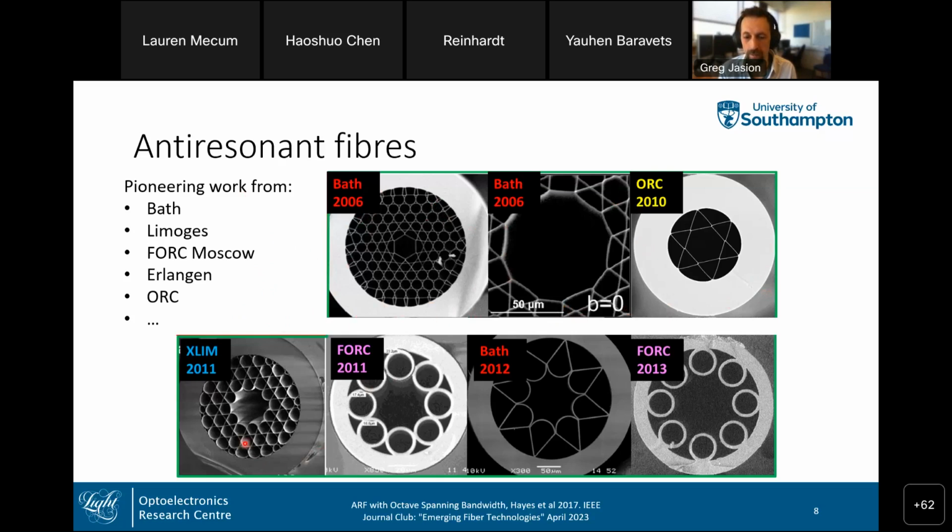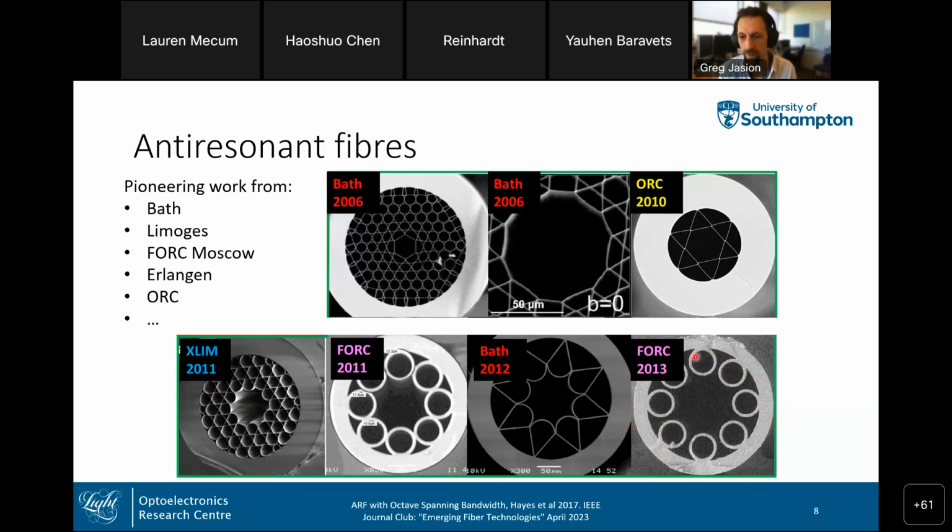Other notable improvements came from adding a so-called negative curvature around the core, which pushes the light field further away from the lattice and away from those junctions, which improved the structure dramatically. Then came the reduction of the cladding to just a collection of tubes, and methods to drive that light further away from the glass, until in 2013 the first non-touching tube structure was demonstrated.